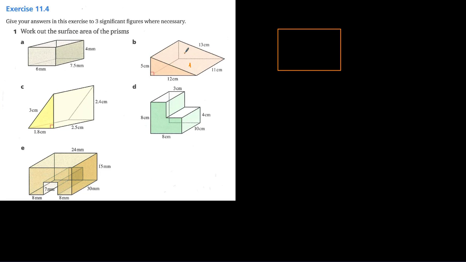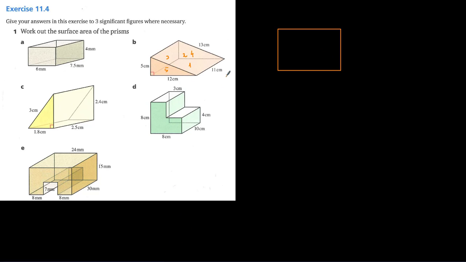This is the first face, and here there is a top face, and on this side there is another face that's also equal. Here one side is 5, and the other side is 11. So this is the third face, and the rectangle here is the fourth face, and this is going to be the fifth face.